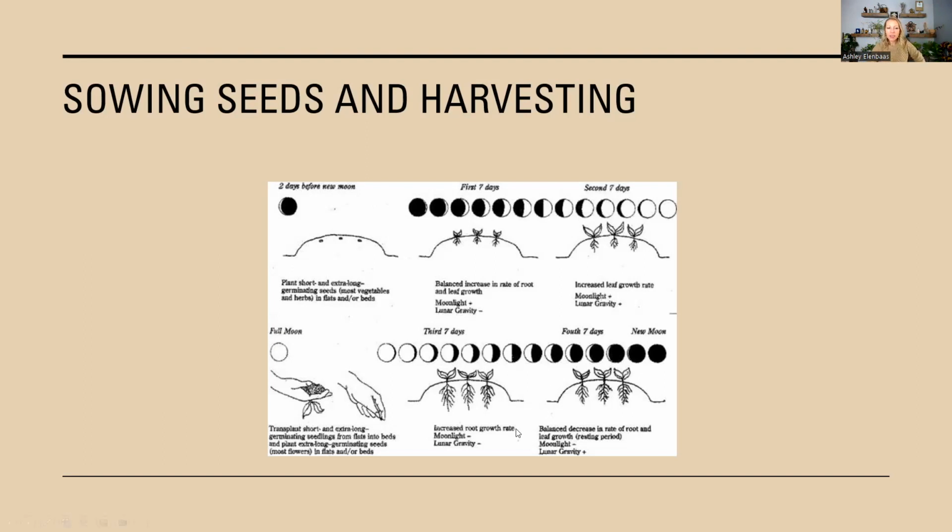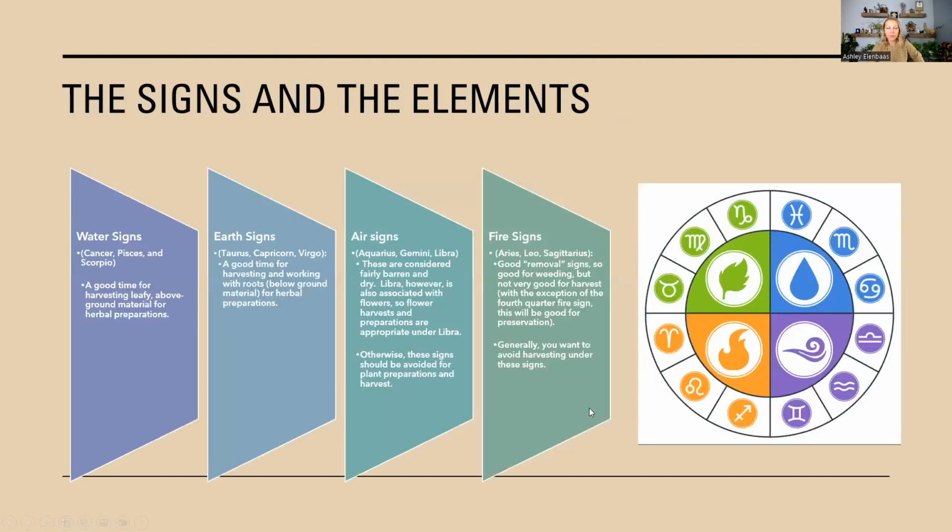Then we can see in the third 7 days of the lunar cycle, increased root growth rate. We've got that lunar gravity really pulling downward. And then in that last fourth of the lunar cycle, those last 7 days, as we head towards the new moon, we see a decreased rate in root and leaf growth. This is more of a resting period. So, again, resting for plants, and I would say also resting for people. I think that's just so important.